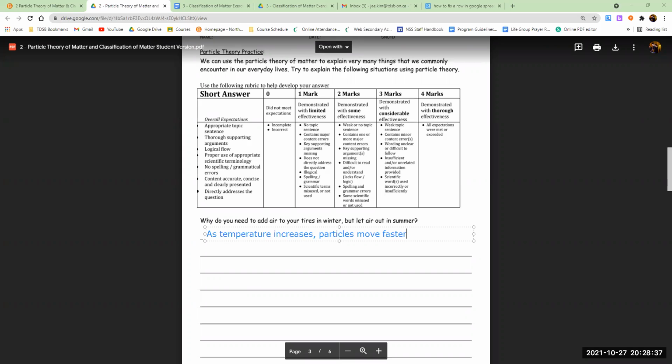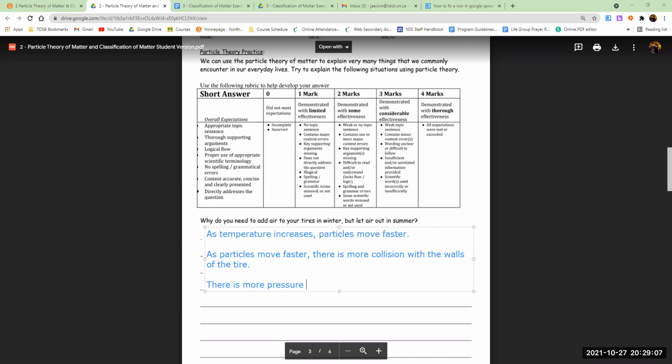Right? Because according to the particle theory of matter, you could say as particles move faster, there is more collision with the walls of the tire. So you can think about it as particles moving all over the place, clearly there are going to be more collisions. They bounce off everywhere, collide with each other, and collide with the walls. And when that happens, there is more pressure on the tire walls, which may blow the tire.